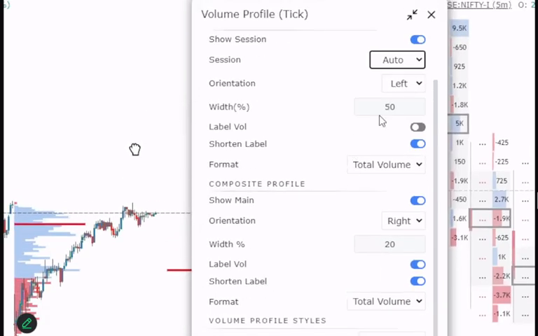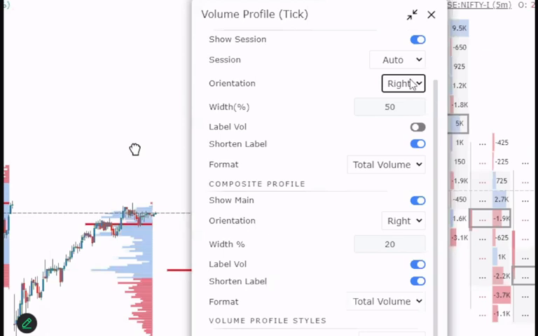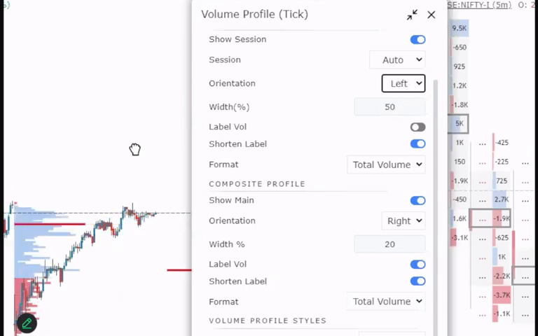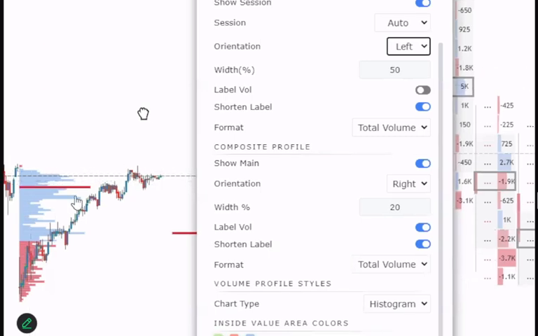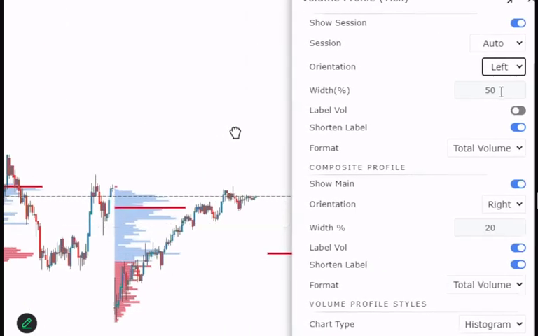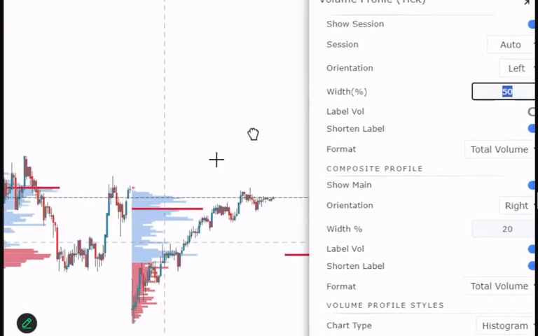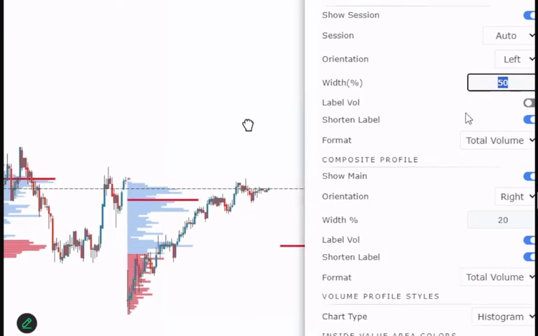Okay. Then orientation, whether you want the profile on the left or the right side. If you want the right side, you choose right. With 50%, how much coverage do you want? If you want the full coverage till this point, but I generally keep it at 50% because I don't like the entire range to cover my chart. So I'll keep it at 50%.